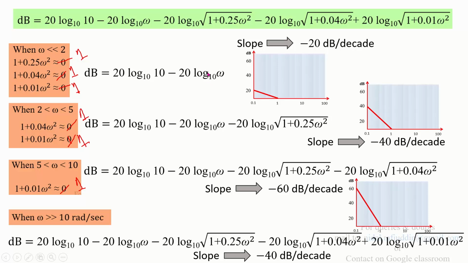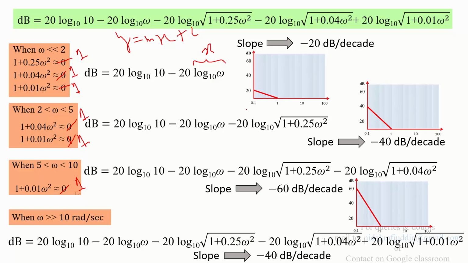You'll have to understand that if you correlate this with the relation y equal to mx plus c, this is x. Log to the base 10 omega is x, not omega. So we are not saying that omega is equivalent to x, rather log to the base 10 omega is x.